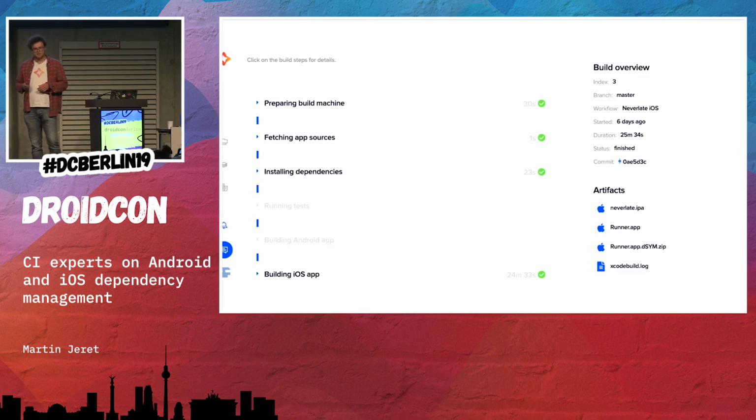But how does it actually affect the build speed? So when we were building our Nevercode application that had the Firestore dependency, it used to take 40-something minutes. But when you use Anka, it takes 24 minutes. And this is quite significant.